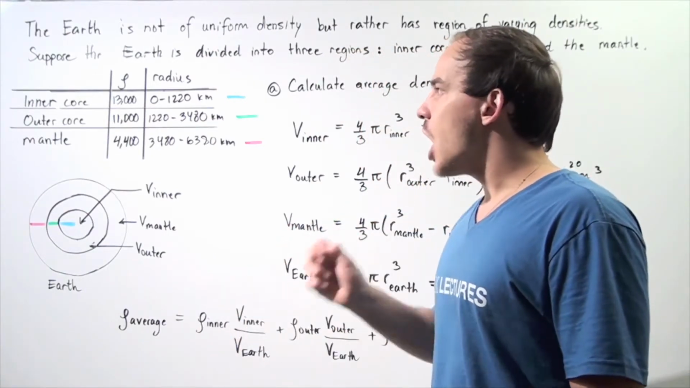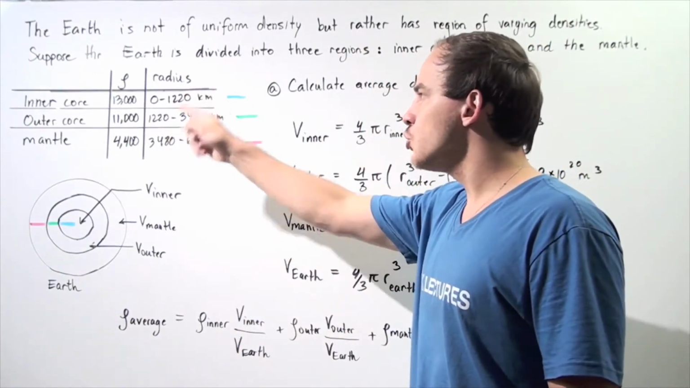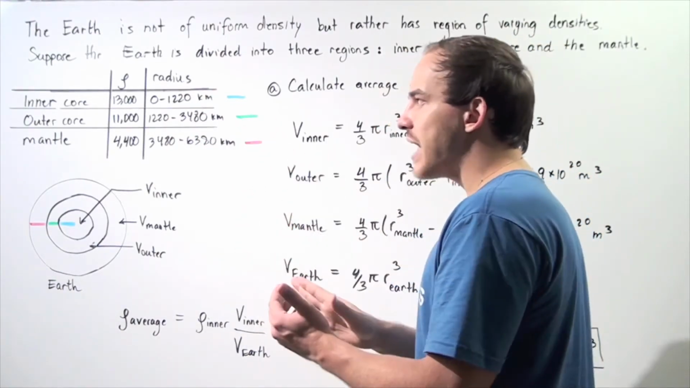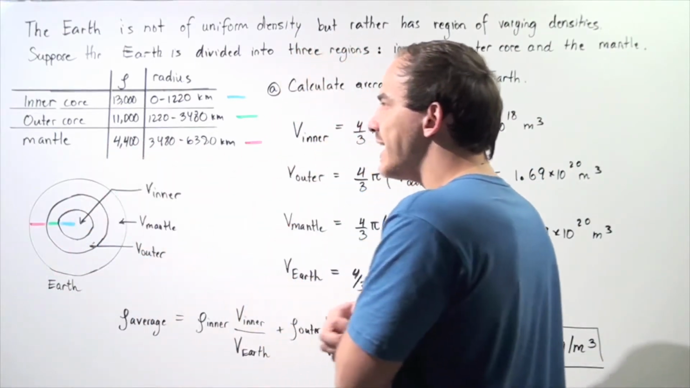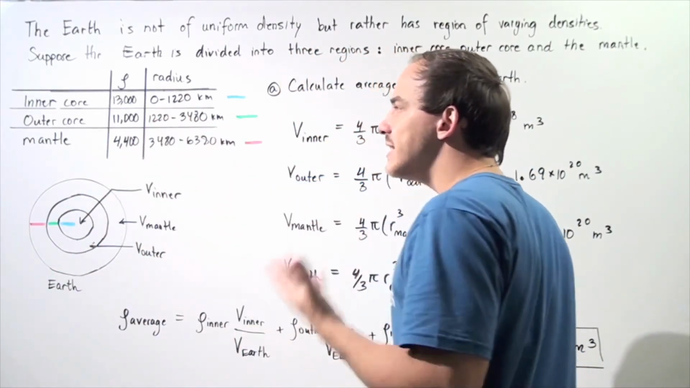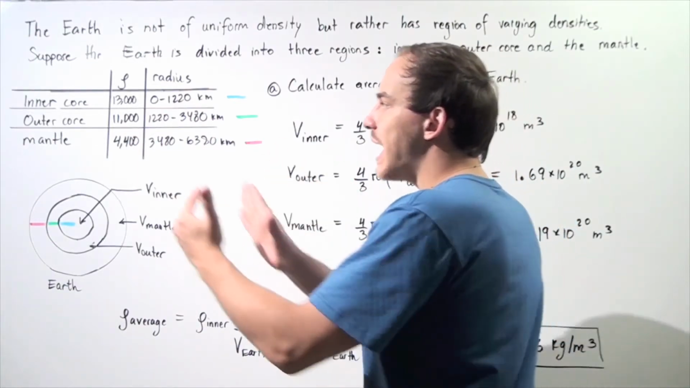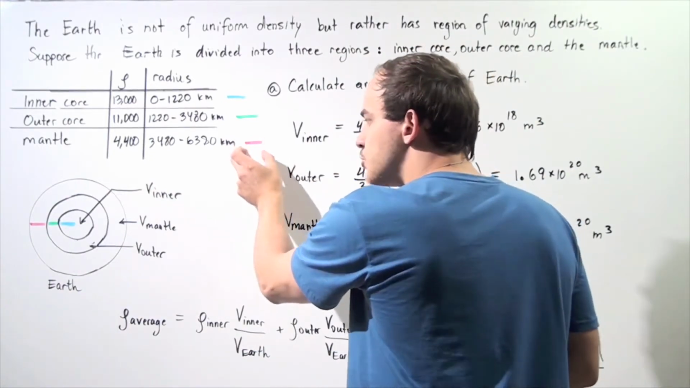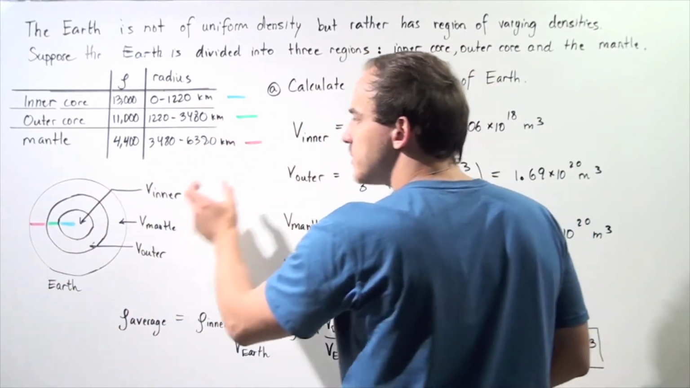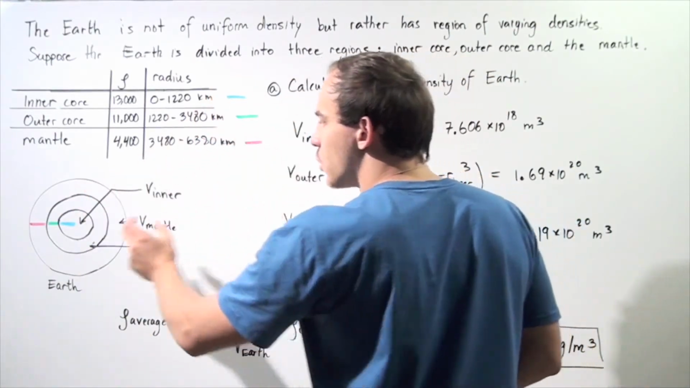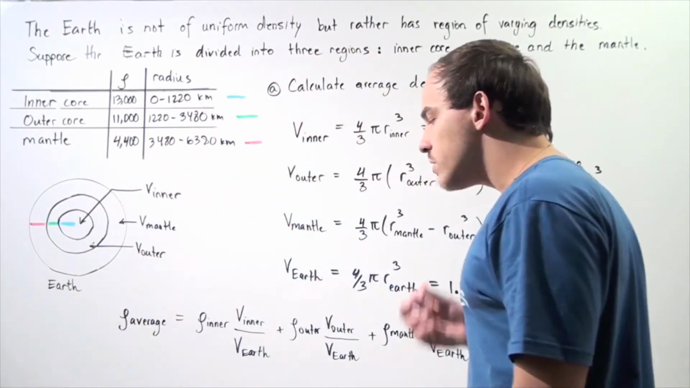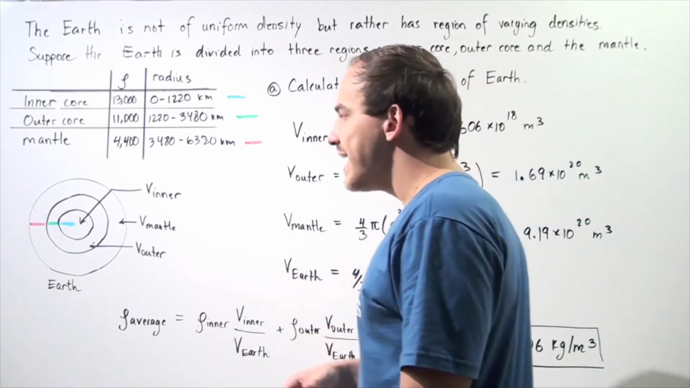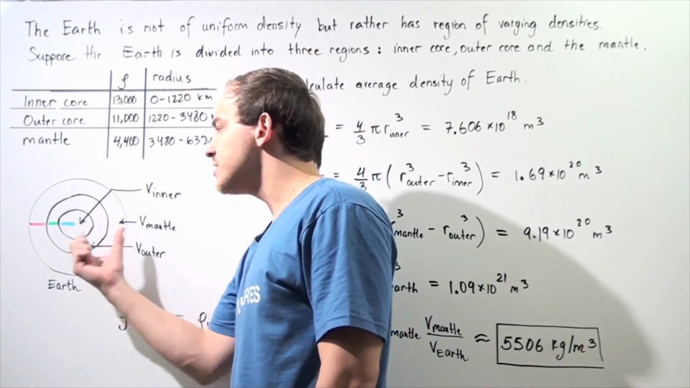Now the radius of the inner core is 1,220 kilometers. The radius, or the distance, from the beginning of the outer core to the end of the outer core is this distance here, and the distance from the beginning of the mantle to the end of the mantle is this distance here, shown in red. So the red region shows the mantle, the green region shows the outer core, and the blue region shows the inner core. So in order to calculate the average density of the Earth, we first have to calculate how much volume each region takes up.